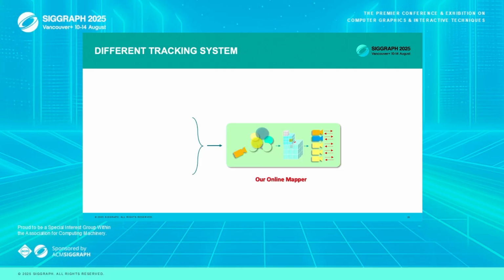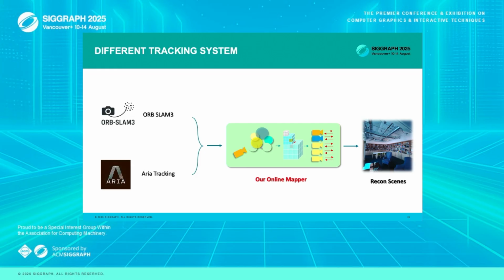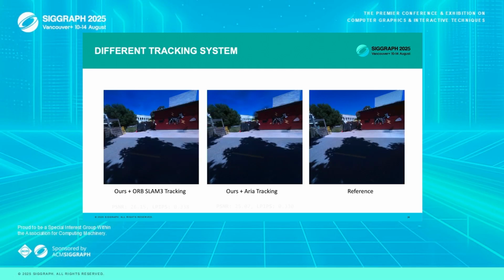All right? Moreover, our pipeline mapper works with multiple tracking sources, including the standard ORB-SLAM3 and also the Project Aria tracking. The flexibility means our reconstruction core can be plugged into different camera tracking systems. And here's a side-by-side comparison. As you can see, with Aria tracking and ORB-SLAM3, we obtain comparable reconstruction quality. Both align well with the reference. This shows our method is robust to reasonable variation in pose quality and the sensor pipeline.